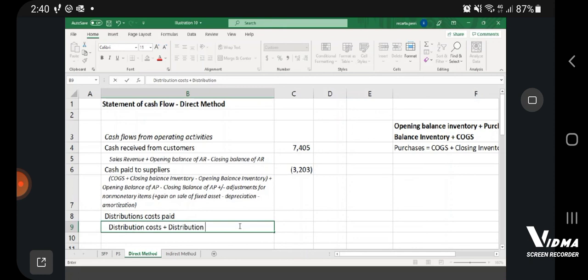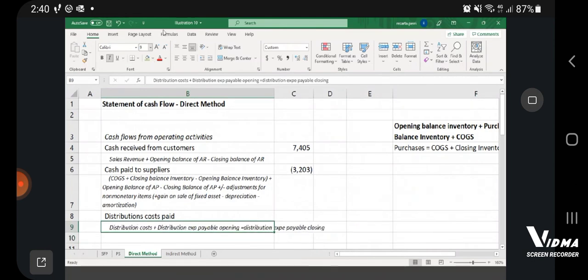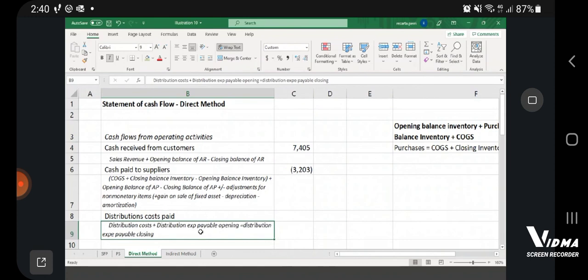distribution expenses payable at the opening, if they are, less distribution expenses payable closing balance. Now I'm just pretending they exist because actually we do not have anything that says distribution cost payable at the statement of financial position.